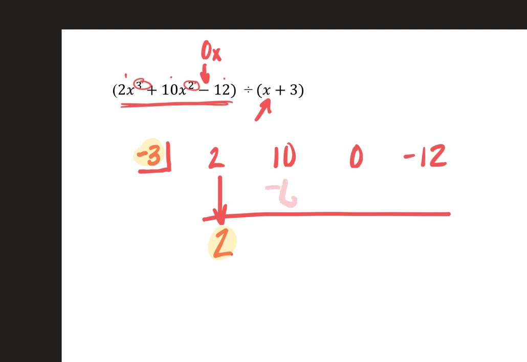I'm going to put that answer right here, of -6. All right, so there it is. We're going to add those two numbers together, and we get 4. So we've got our next number.